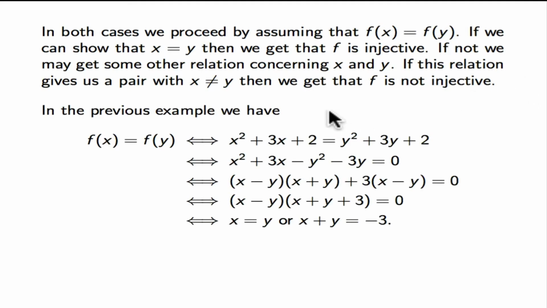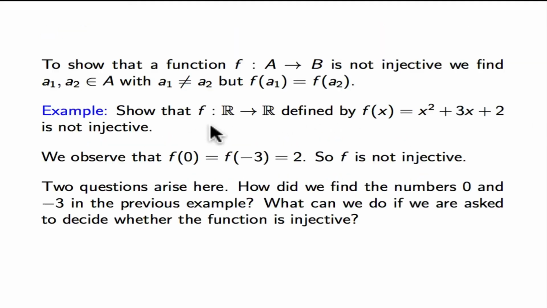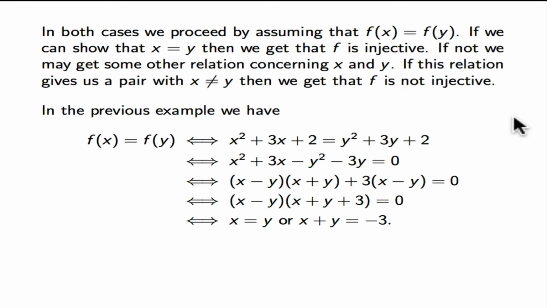So in the particular example that we had, where f of x was x squared plus 3x plus 2, if we assume that f of x is equal to f of y, i.e. x squared plus 3x plus 2 is equal to y squared plus 3y plus 2, I bring both to the left hand side, equal to 0, I do some factorizations, I end up with x minus y times x plus y plus 3 is 0, and so either x is equal to y or x plus y is equal to minus 3.